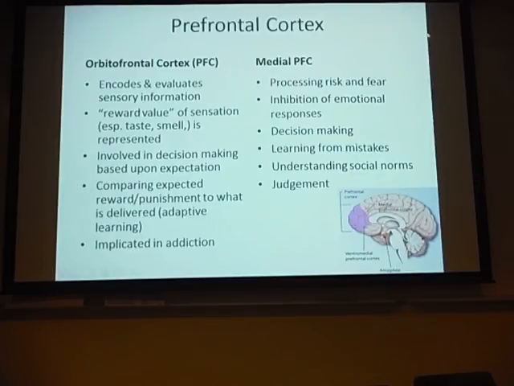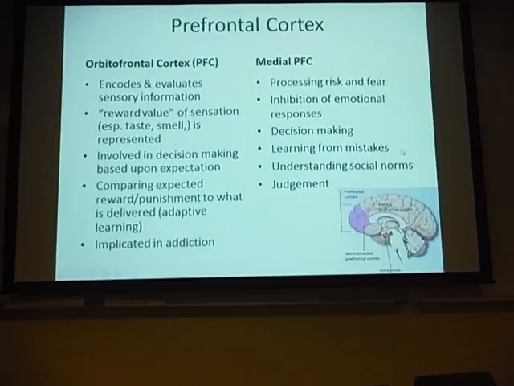The other part of the prefrontal cortex that you need to be familiar with, again, is the medial prefrontal cortex. And this is an area that is important in the processing of risk and fear. And it also plays a role in the inhibition of emotional responses and in decision making. So sort of assessing the situation and saying, do I do this? Do I not do this? And again, this is really the main area that's going to link with the amygdala, to have those descending inputs on emotional responses, more so than the orbital frontal cortex.